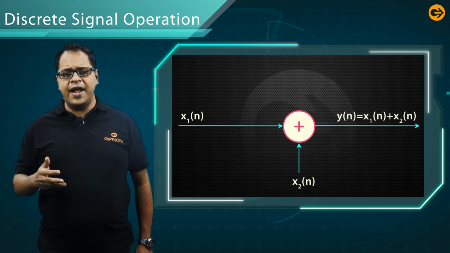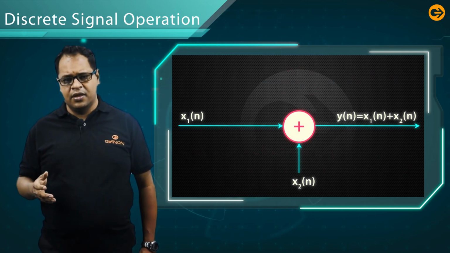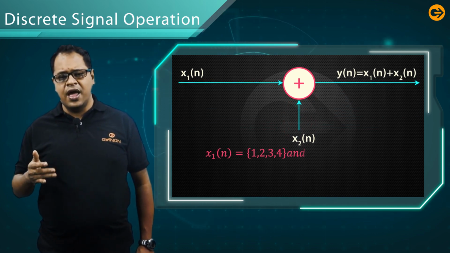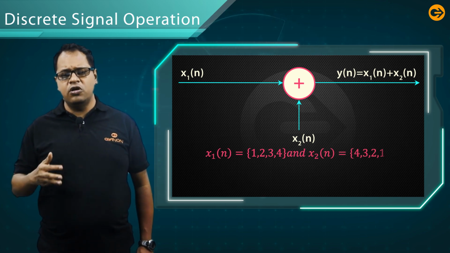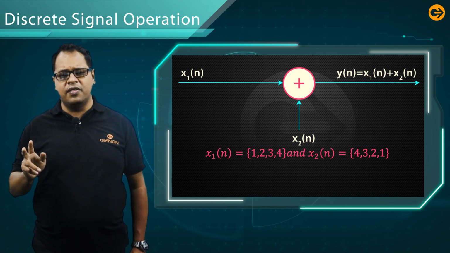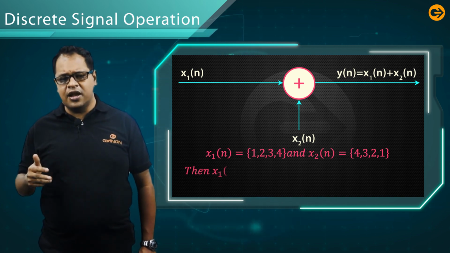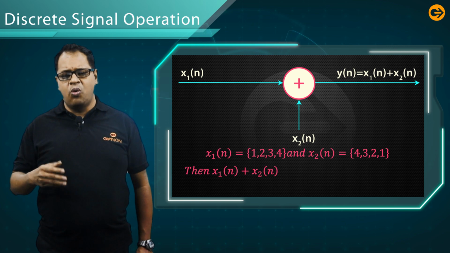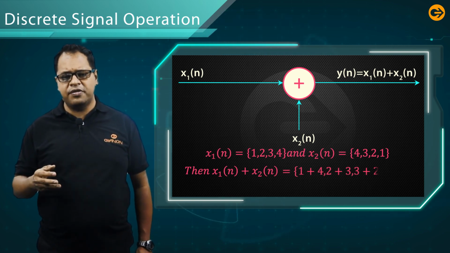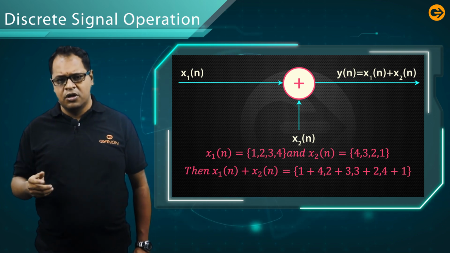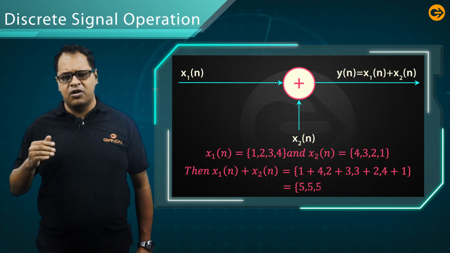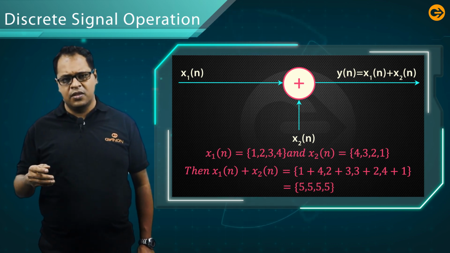Now, two signals can be added using an adder. If x1[n] = {1, 2, 3, 4} and x2[n] = {4, 3, 2, 1}, and you perform the addition among these two sequences, then x1[n] + x2[n] is 1 plus 4, 2 plus 3, 3 plus 2, 4 plus 1. So what is the result? Result is {5, 5, 5, 5}.